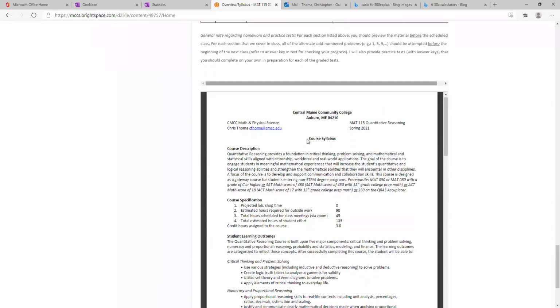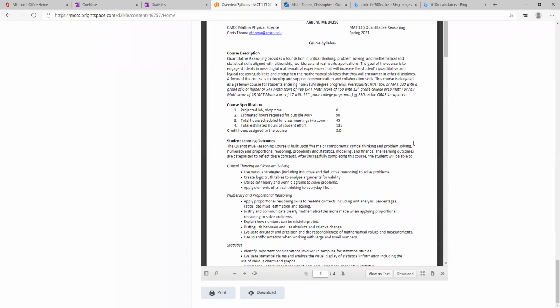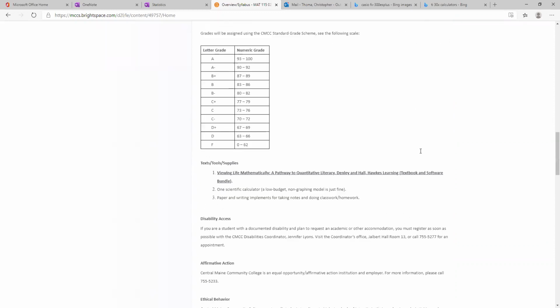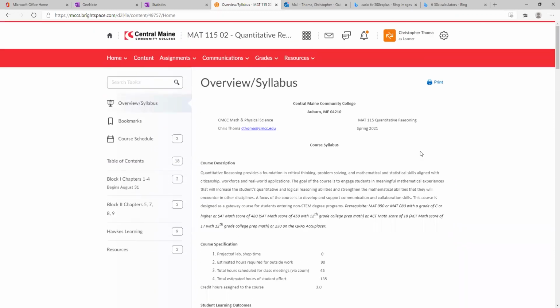But there is the test, and then there's just a PDF copy if you want to download and print it for your own files. Any questions on anything that was on the syllabus? Are you going to talk a little bit more about the projects? Yes. Okay.